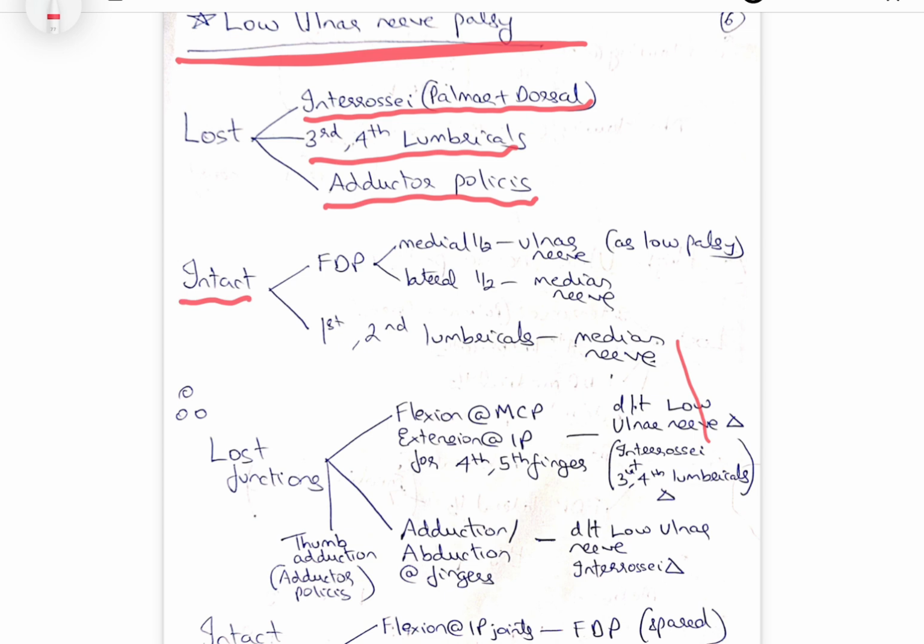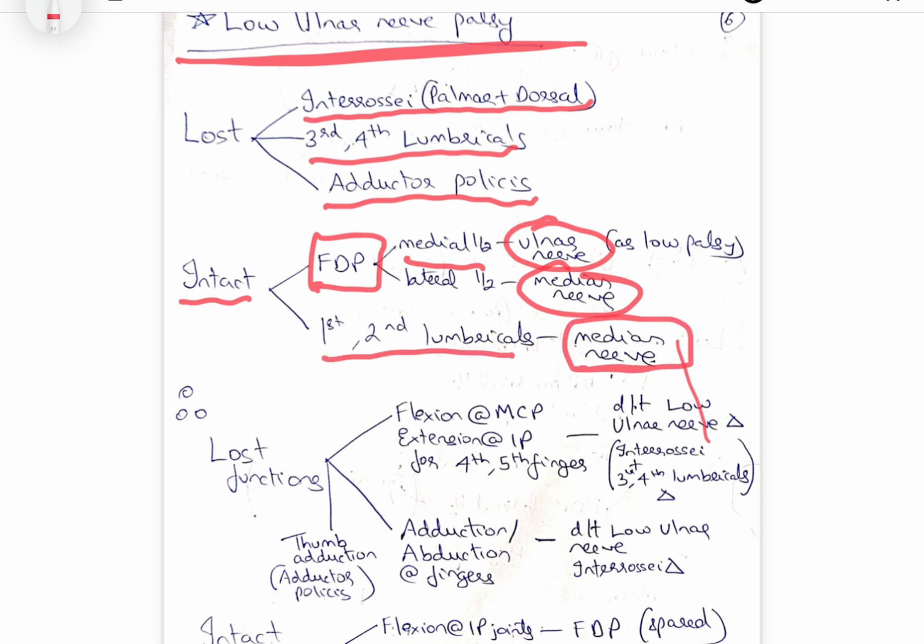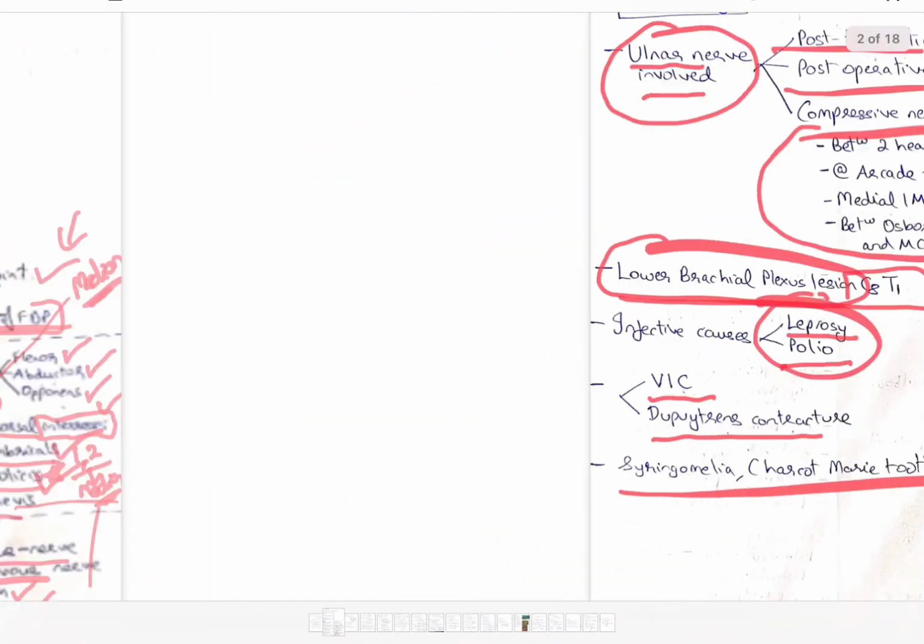While what is intact? The FDP medial half. As there is low ulnar nerve palsy, the higher supply, that is the medial half of FDP by ulnar nerve, is intact, and the lateral half is anyway intact by median nerve. So FDP is intact. Additionally, the first and second lumbricals, which are supplied by median nerve, are intact. If you want to see the slide of anatomy, I'll show you.